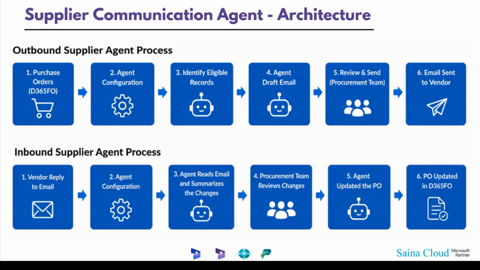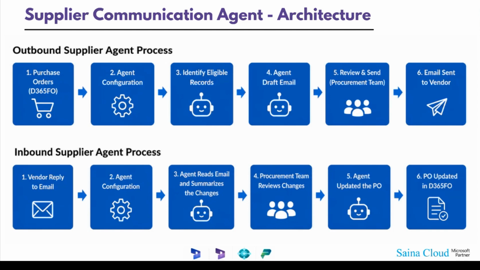One is, as you can see on the screen, outbound, and the other is inbound. Previously, the procurement team used to create a purchase order, then manually send a mail to the vendor saying this purchase order is created, could you please confirm, or whatever update they wanted. They used to send out a mail and receive the reply, act upon it, and manually go to the purchase order and update it.